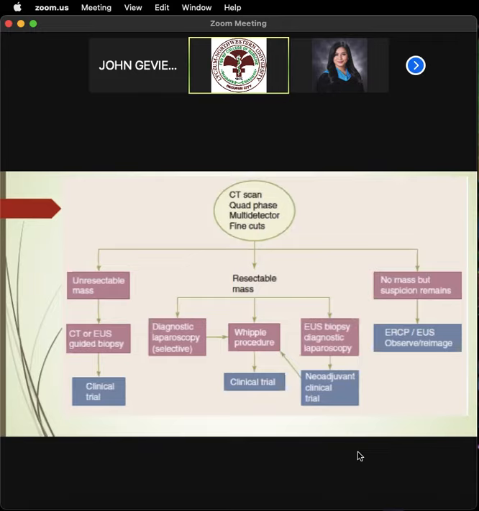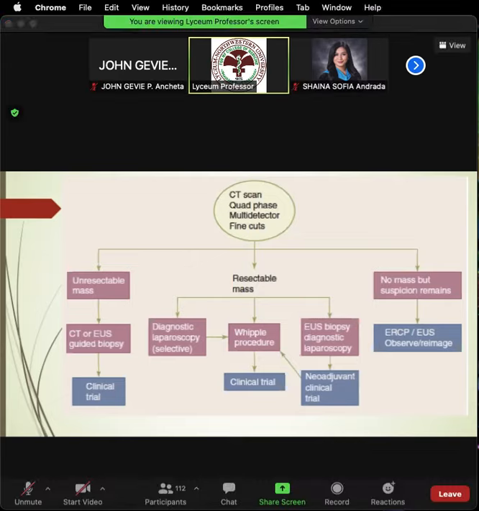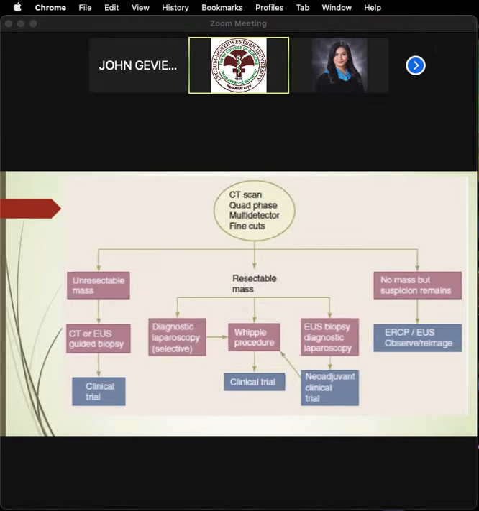tumor, you request for a very good CT scan, high quality, then you can already assess if it is unresectable or resectable. Okay. If it's resectable, you could do diagnostic laparoscopy, Whipple procedure, or EUS. Okay, so EUS biopsy is the proper biopsy of choice in pancreatic tumor. Okay, so EUS biopsy is reserved for those tumors with borderline resectability.